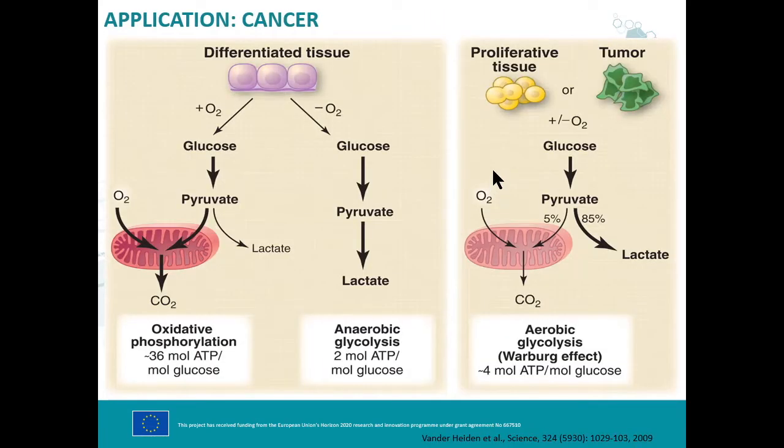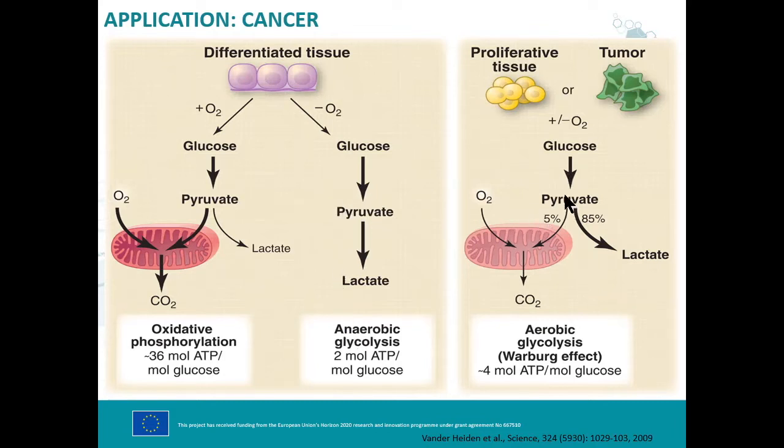So I'm going to focus only on applications in cancer, and the interesting thing about cancer is, first of all, it has some very big differences in the way it metabolizes glucose. While in differentiated tissue, as long as you have oxygen, you produce 36 moles of ATP per molecule of glucose by getting the pyruvate to be transferred into the TCA, the citric acid cycle. But if you're in hypoxia, there is a way to get a little bit of energy by transforming the pyruvate into lactate.